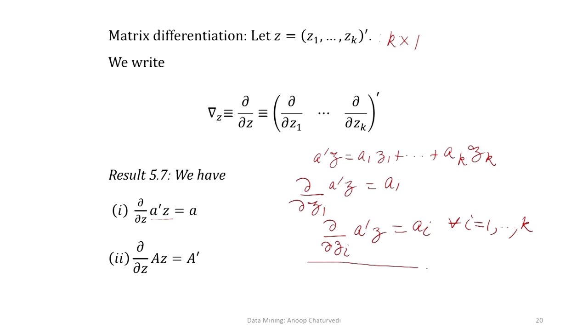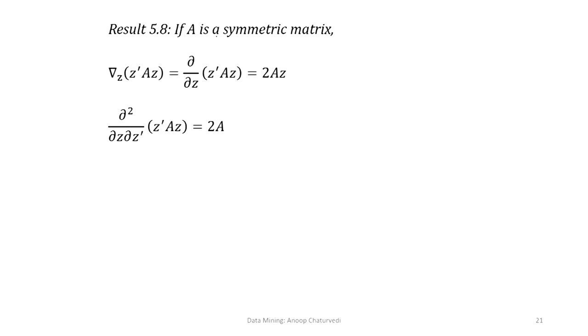And then we set all these in vector form, and then we obtain del over del z of A transpose z equal to A. Similarly, one can prove this result also: del over del z of A z equal to A transpose, where this capital A is a matrix. Now, if capital A is a symmetric matrix and you have this quadratic form z transpose A z, then del over del z of z transpose A z is equal to twice A z.